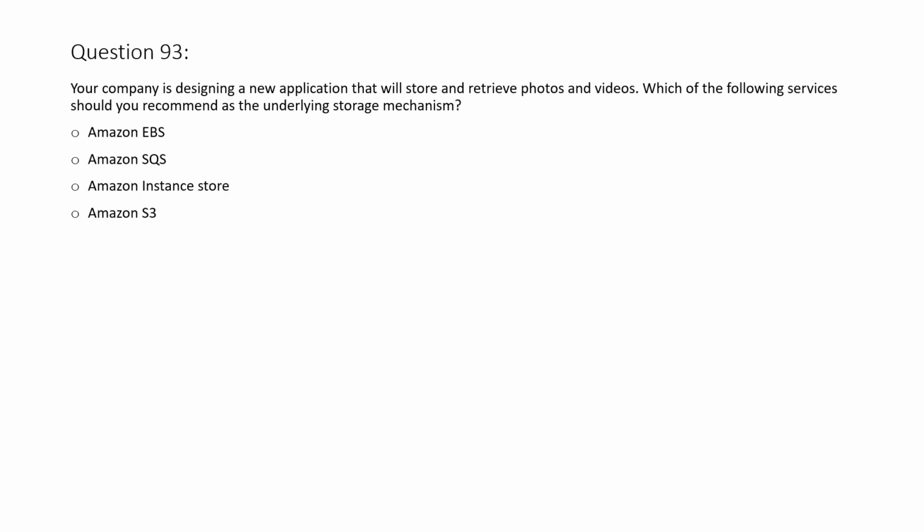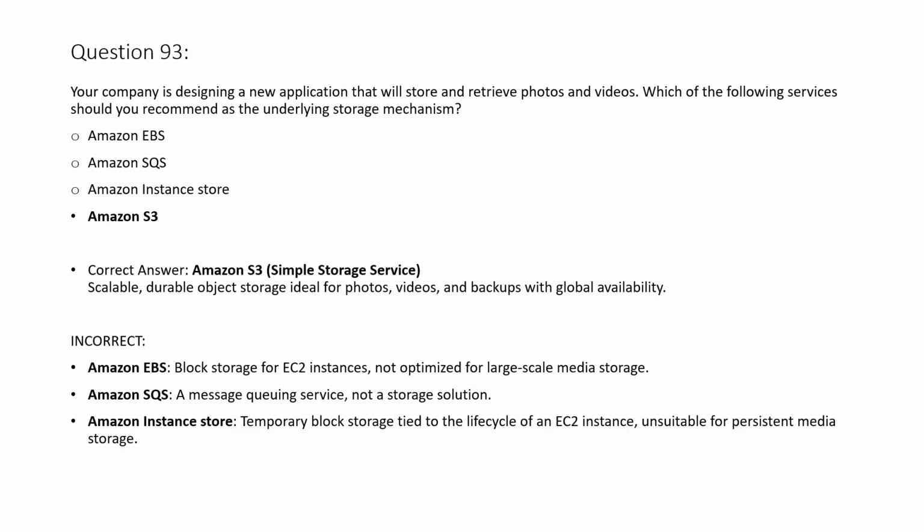So question number 93. Your company is designing a new application that will store and retrieve photos and videos. Which of the following services should you recommend as the underlying storage mechanism? Options are Amazon EBS, Amazon SQS, Amazon Instance Store, Amazon S3. So the correct answer is Amazon S3. S3 stands for Simple Storage Service, which is a scalable, durable object storage ideal for photos, videos, and backups. Global availability will also be there.